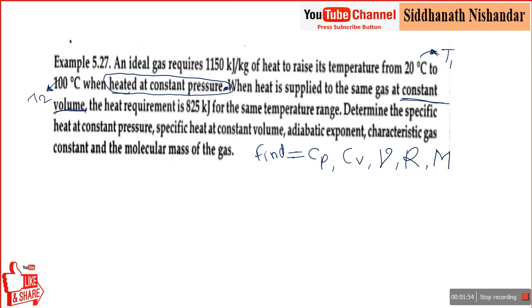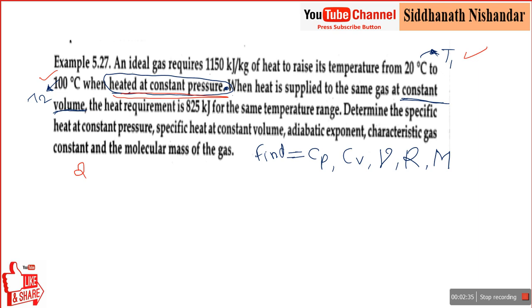Now let's start with the first example. An ideal gas requires 1150 kilojoule per kg of heat to raise the temperature from 20 degrees Celsius to 100 degrees Celsius when that gas is heated at constant pressure. So Q is given here: 1150 kilojoule per kg. The initial temperature T1 is 20 degrees Celsius, up to 100 degrees Celsius, when heated at constant pressure.